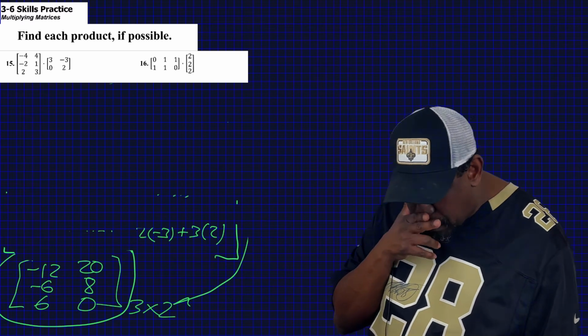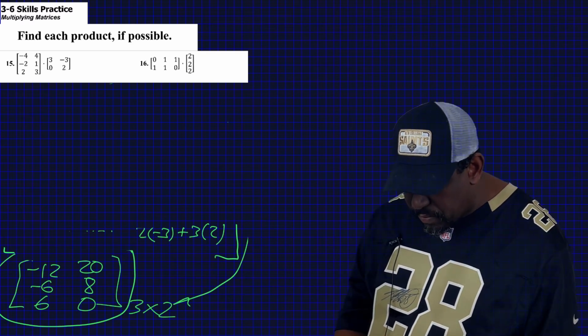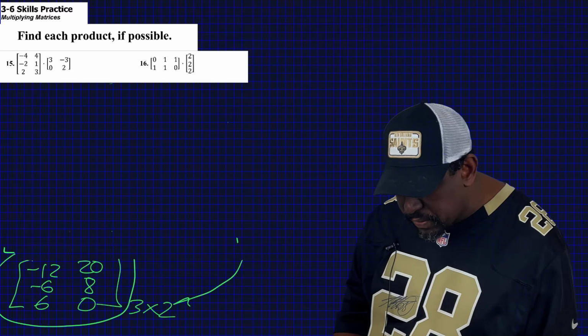So let's do a different example here. We erase the work here first.